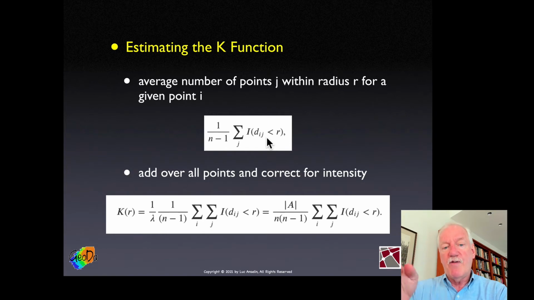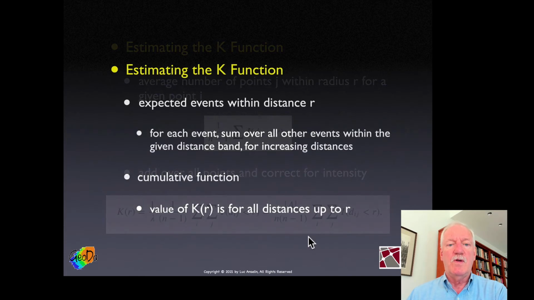So we do this for every single point, and then correct, as I pointed out before, for the intensity. And intensity is number of points over area, so inverse intensity is area over number of points. So this expression here, with the area divided by n times n minus 1, and then this double sum, is the estimate of the K function, which relates to the interaction of the process, the second order moment.